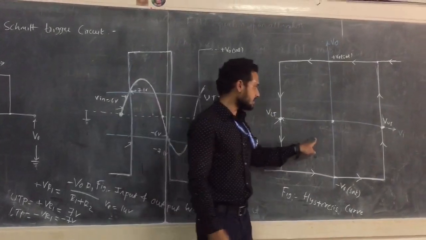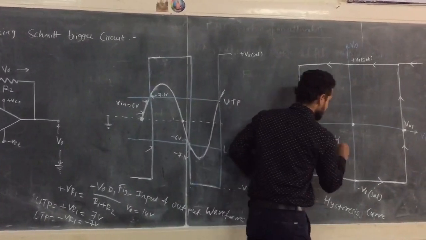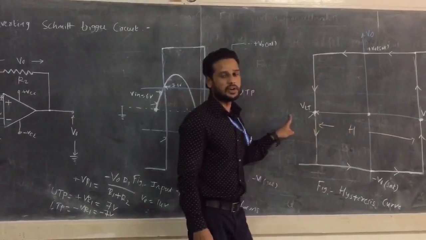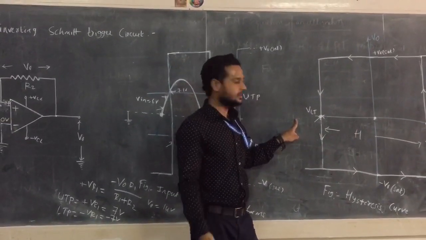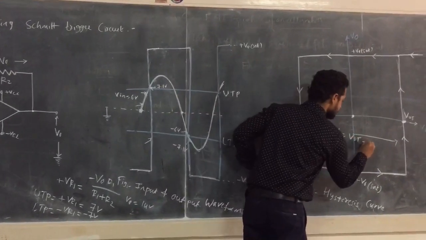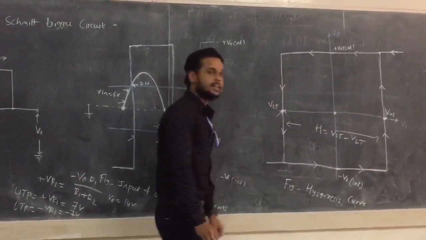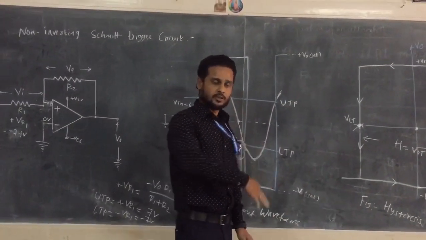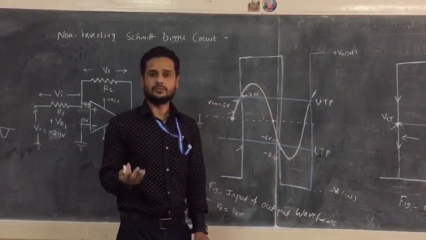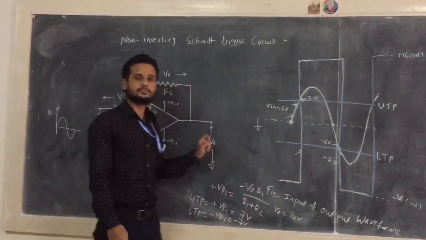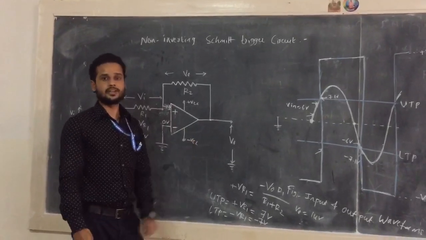This hysteresis value, you already know it. It is calculated as the difference between the upper triggering voltage and the lower triggering voltage. You know the value of these two triggering voltages, so you can find the hysteresis, which is VUT minus VLT. The application is this: where you are planning to convert an analog signal to a digital signal, you can make use of this kind of circuit, that is, the non-inverting Schmitt trigger circuit.